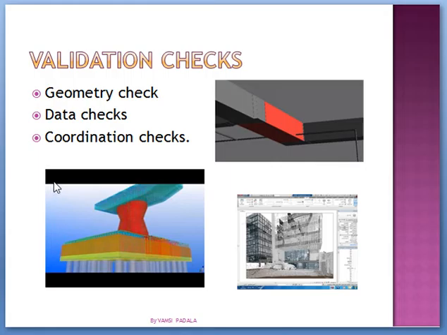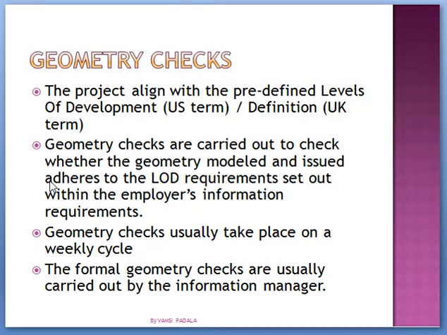So what are the different kinds of validation checks? Generally, validation checks are split into three different parts: geometry check, data check and coordination check. For a project to be fully valid and therefore seen to be complete and accurate, each of these needs to be carried out very carefully. I will further explain in detail exactly what each of these are.